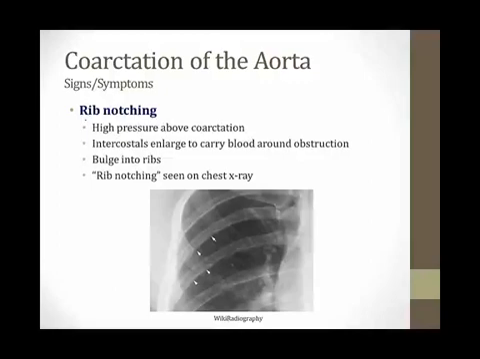A classic finding on chest x-ray in coarctation is rib notching. This occurs because the high pressure above the coarctation causes the intercostal vessels to enlarge to carry blood around the obstruction. And these vessels bulge into the ribs and cause a finding called rib notching seen on chest x-ray. If you look at this picture on the screen, you can see the arrows pointing at white lines in the ribs. That is evidence of rib notching.